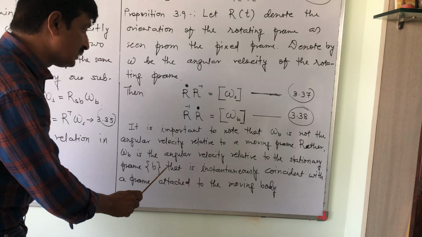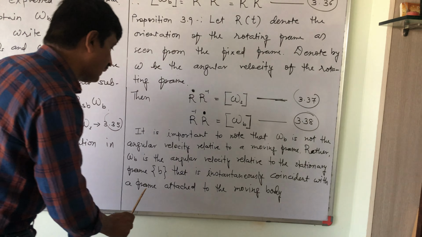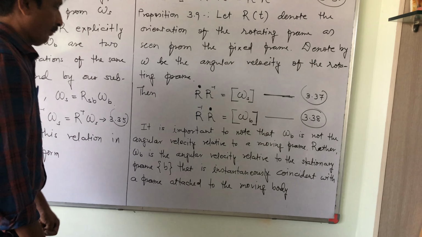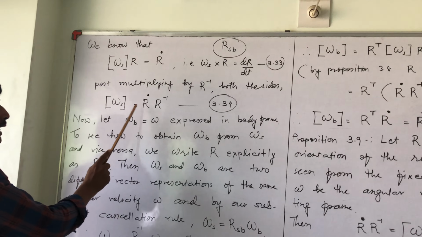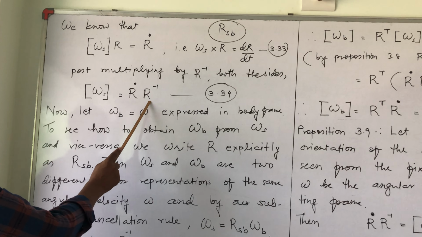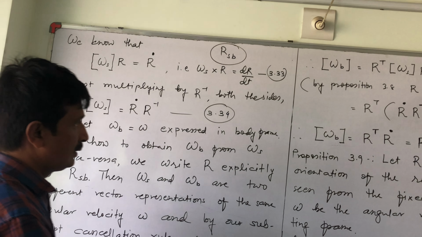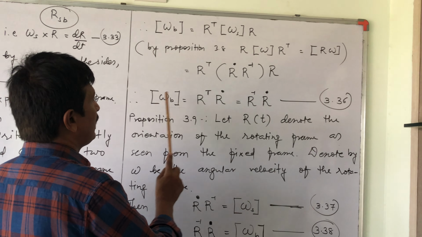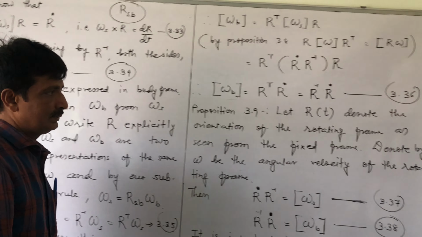Stationary frame b, that is instantaneously coincident with the frame attached to the moving body. Here omega s is R dot R inverse, it is independent of reference frame b. Similarly, omega b is R inverse R dot, it is independent of reference frame s.